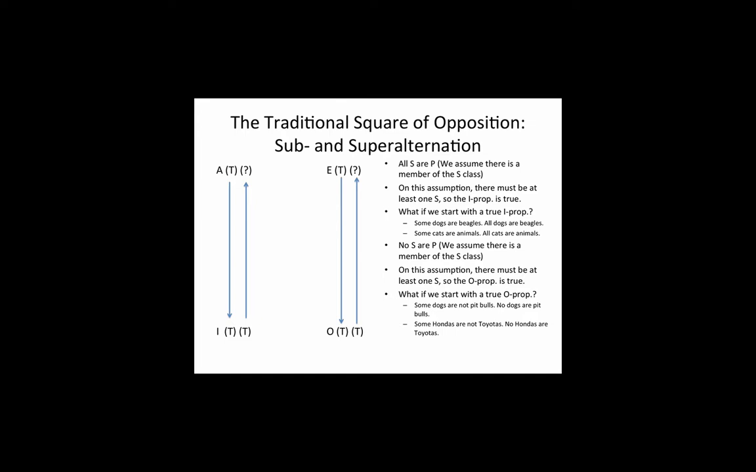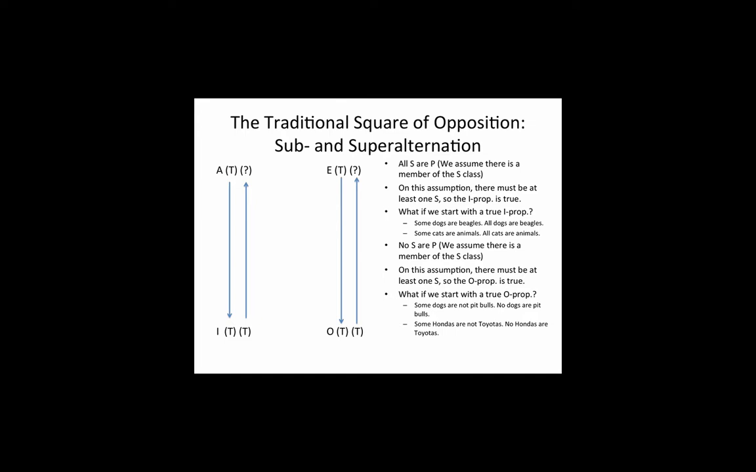So a true E yields a true O, a true A yields a true I, but just as with the IA inference, the OE inference is undetermined. When the O is true, the E is undetermined, just like when the I is true, the A is undetermined. Go ahead and pause for a moment and read through the examples.